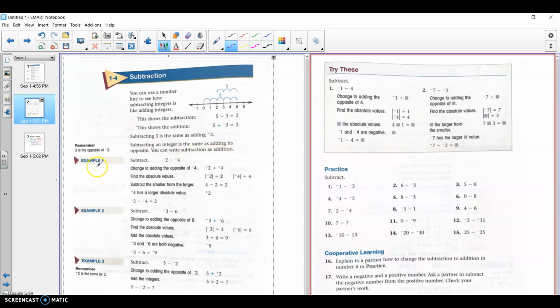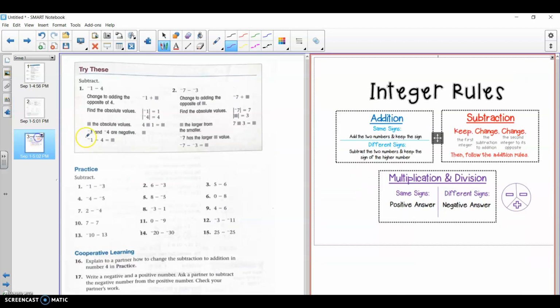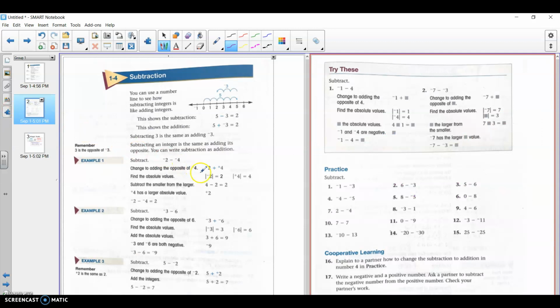So let's begin with the example number 1 here, okay? So we're going to take the negative 2 minus the negative 4. Change, so you're going to keep the negative 2. Here's the negative 2 according to these rules right here. Keep the first integer and then change the subtraction to addition. And so if we bounce back over here, they've changed it to adding the opposite of negative 4. So here they changed the subtraction to a positive, and that negative 4 right here is now going to be changed to a positive 4.